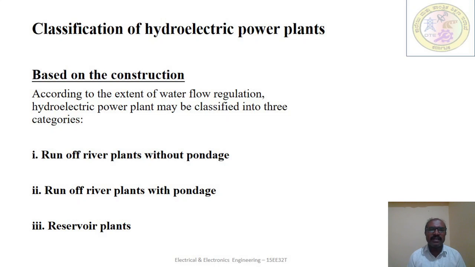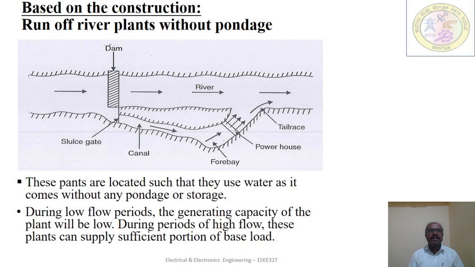Next, classification of hydro plants based on construction. Based on construction, according to the extent of water flow regulation, hydroelectric plants are classified in three categories: runoff river plants without pondage, runoff river plants with pondage, and reservoir plants. First is runoff river plants without pondage. As the name specifies, without pondage means without storing the water. In this diagram, you can see a dam, a sluice gate, canal, forebay, powerhouse, and tail race.